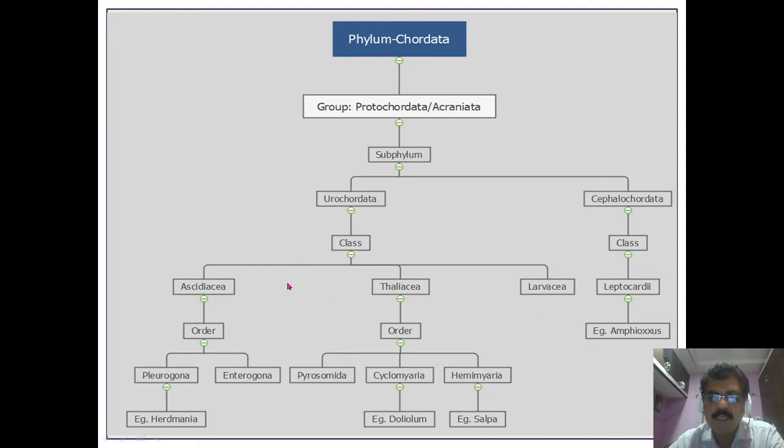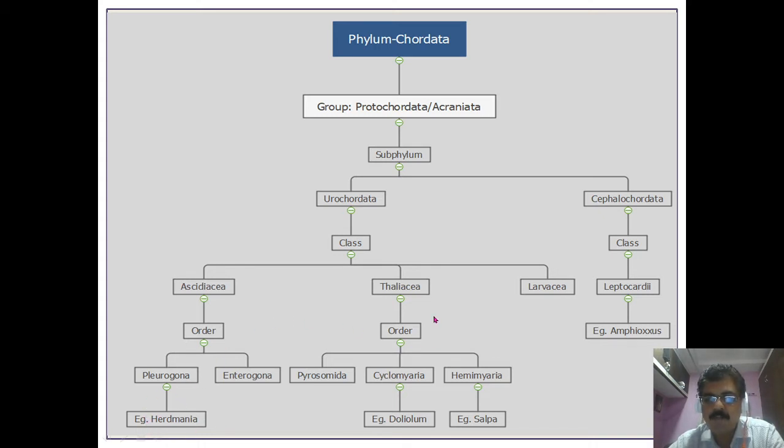You have to study the examples from only these two classes, Ascidiacea and Thaliacea. Ascidiacea is divided into two orders: one is Enterogona and another one is Pleurogona. We have to study one example from the Pleurogona. What is it? That is Herdmania.